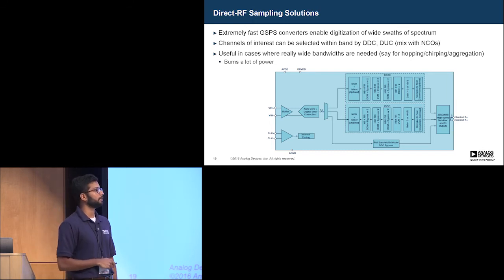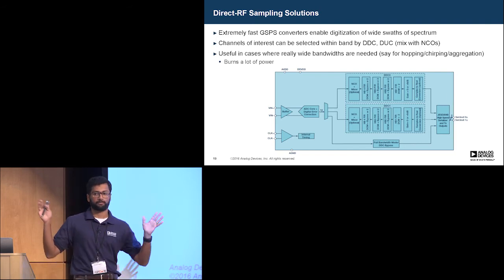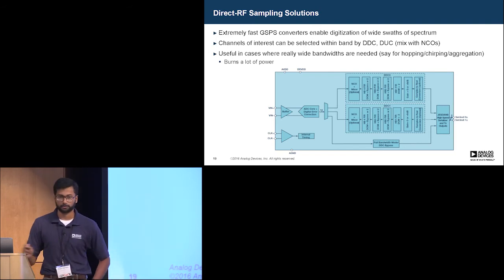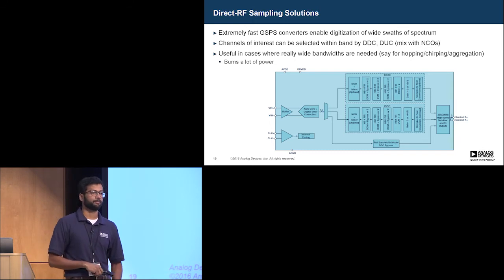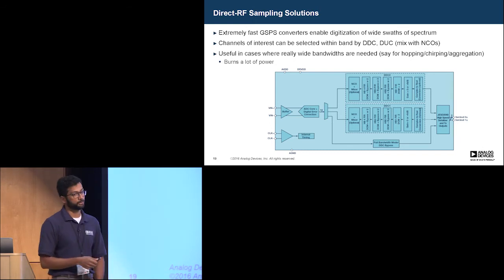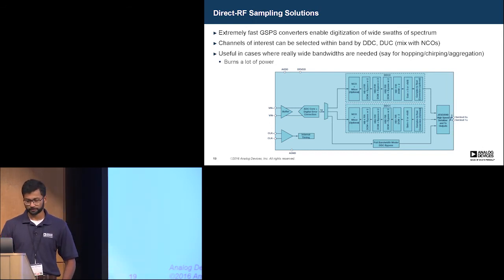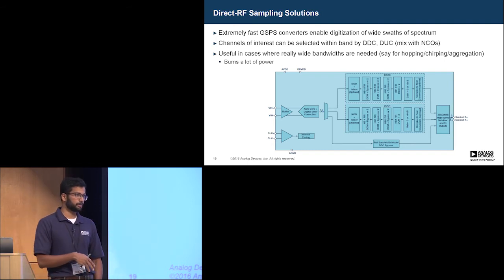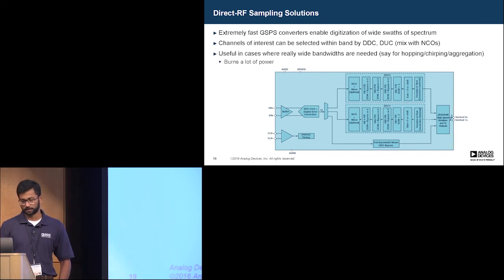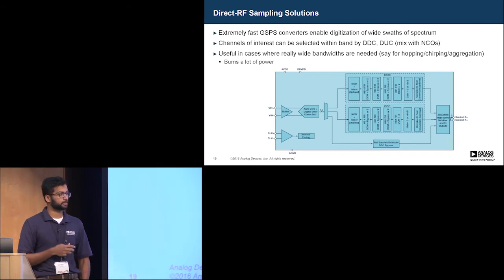This is something that would be meaningful for, let's say, really wide swaths of bandwidth. Let's say you want to do multi-gigahertz type digitization, and this is where it would come into use because you're running like 10 gigasamples per second converters, for example. You can choose the channels of interest to cut down your throughput requirements on your digital interface by having a DDC or a digital up conversion that mixed with numerically controlled oscillators. These are good for certain applications.